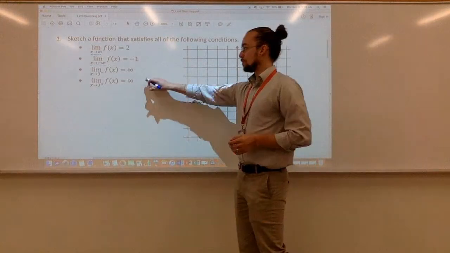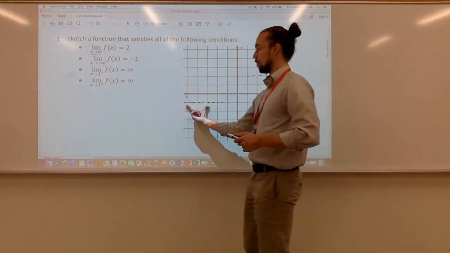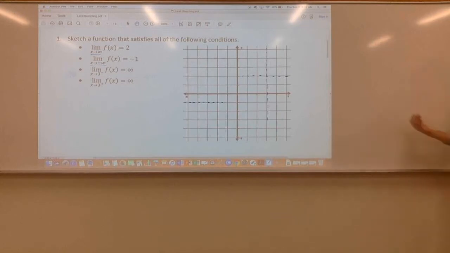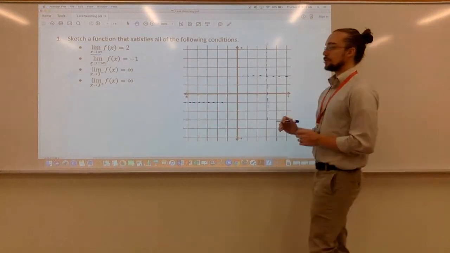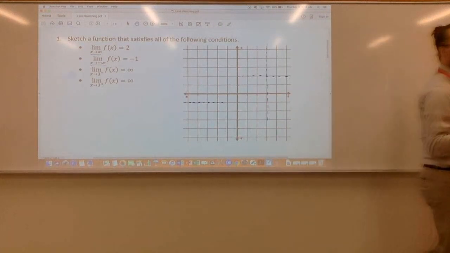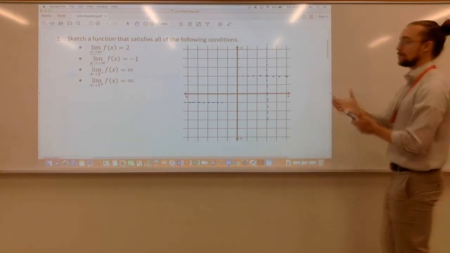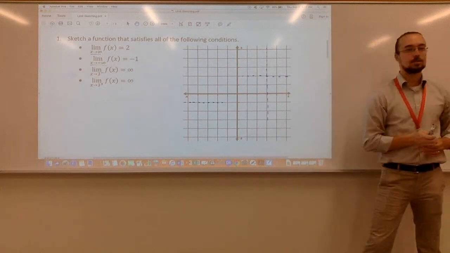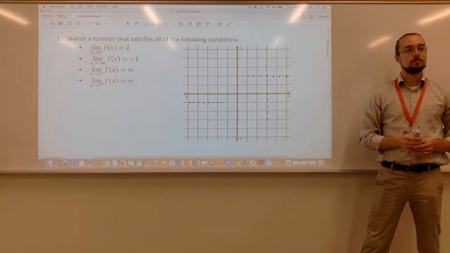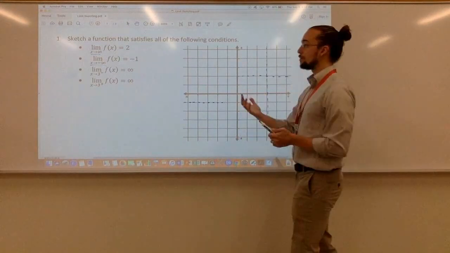I know that as I go further and further to the left, I'm going to be approaching a y value of negative 1. As I go further and further to the right, I'm going to be approaching a y value of 2. And then as I approach 3 from the left and from the right, I'm going to be going to positive infinity. So what is this function going to look like? How can I sketch something that satisfies all 4 of these conditions? It'll be a couple of different pieces.